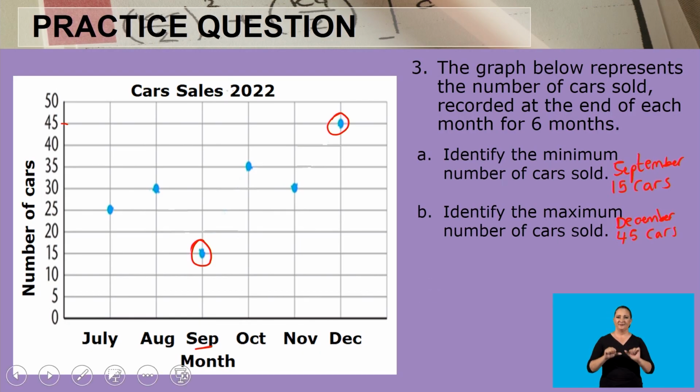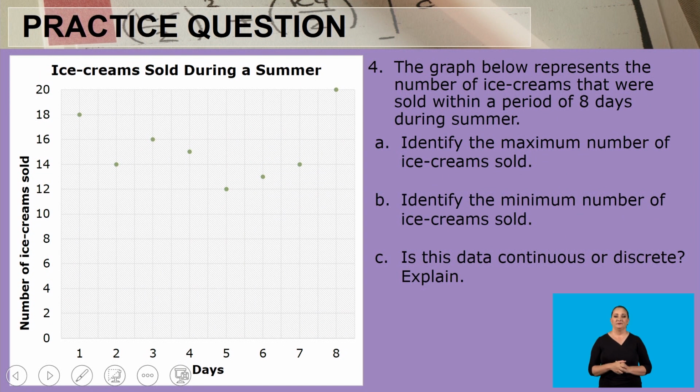Let's look at our fourth question. Now, our fourth question there says, the graph alongside represents the number of ice creams that were sold within a period of 8 days during summer. So we can see there that the number of ice creams sold have been represented on our graph, where the values for the ice cream sold has been represented on the vertical values, and of course the number of days there have been represented with the horizontal values.